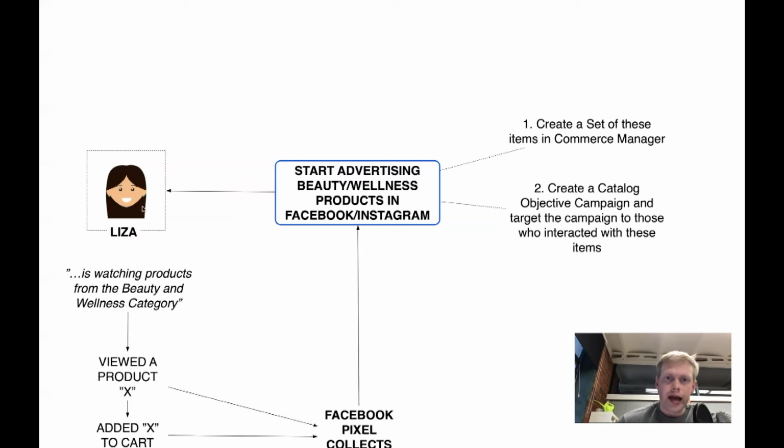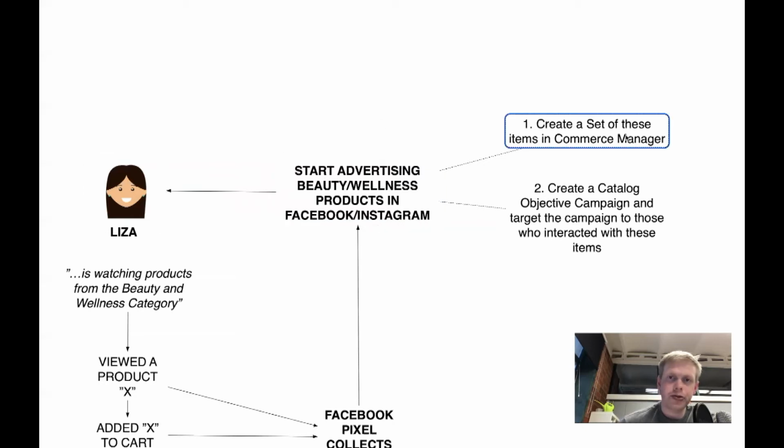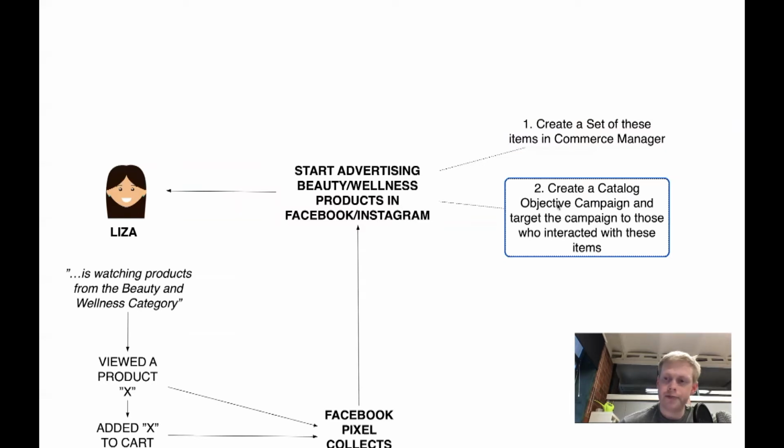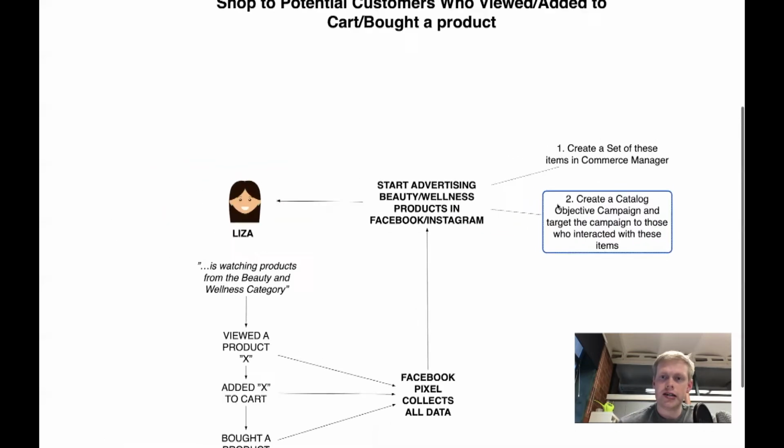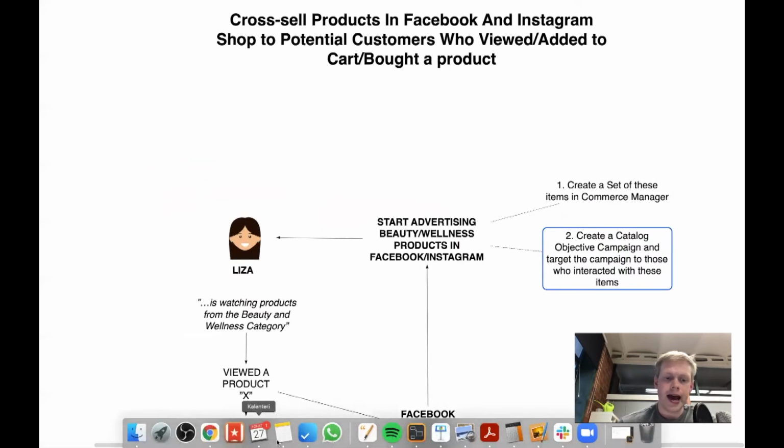And what do we need to do to make this happen? First of all, we need to create a set of these items in Facebook Business Manager's Commerce Manager. And after that, we will create a catalog objective campaign in Facebook Business Manager and target the campaign to those who interacted with these items. So let's see everything in action.